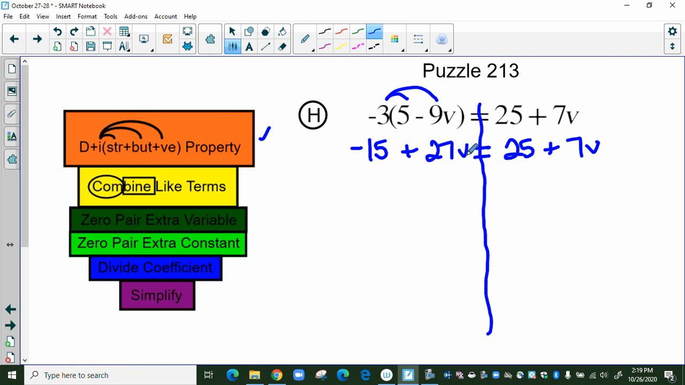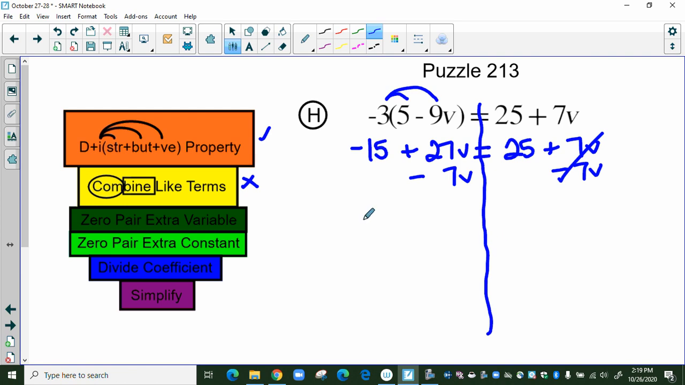On the left side, I have a variable and a constant. Those are not like terms. On the right side, I have a variable and a constant, also not like terms, so there's nothing to combine. But I do have an extra variable. I have a variable on the left and a variable on the right. I'm going to zero pair the smaller one. So since 7 is smaller than 27, I'm going to subtract 7v, subtract 7v.